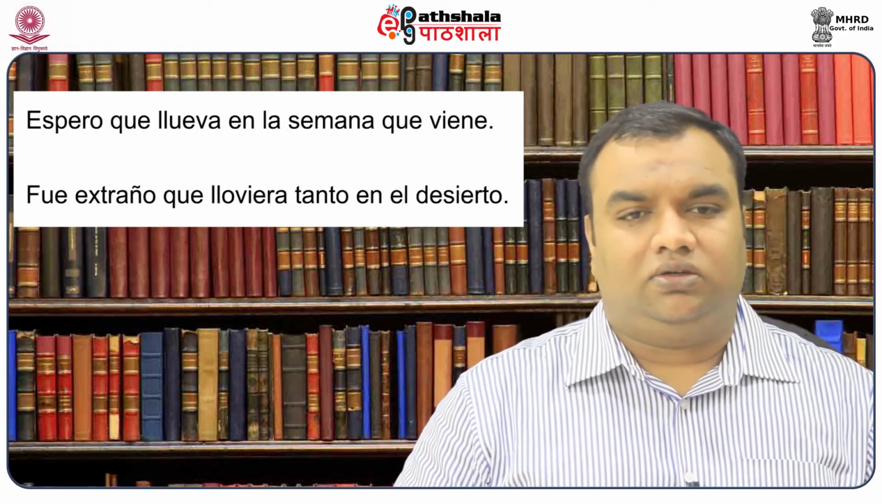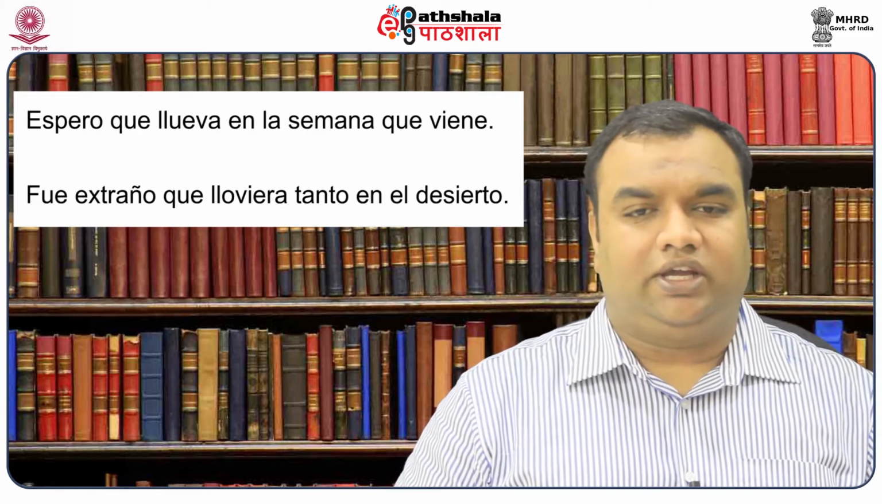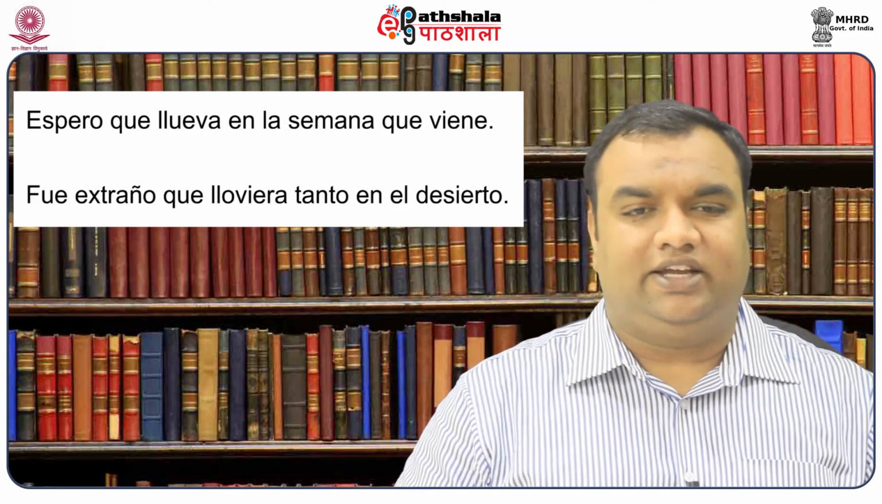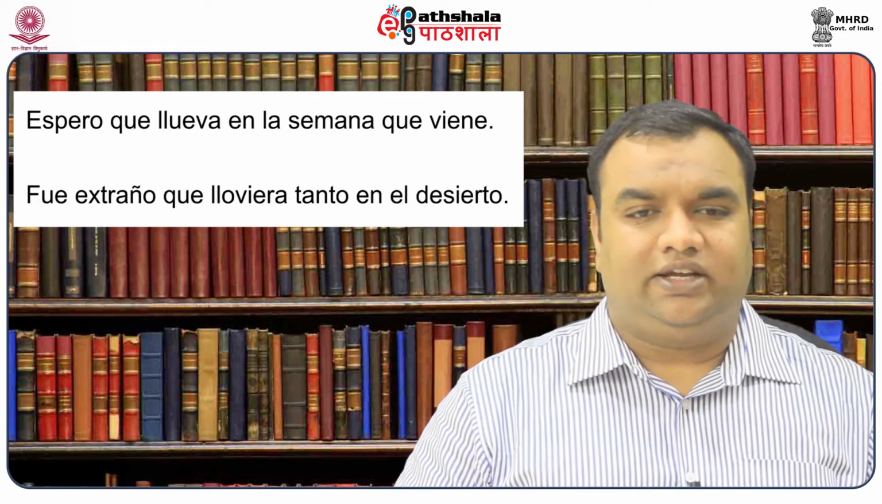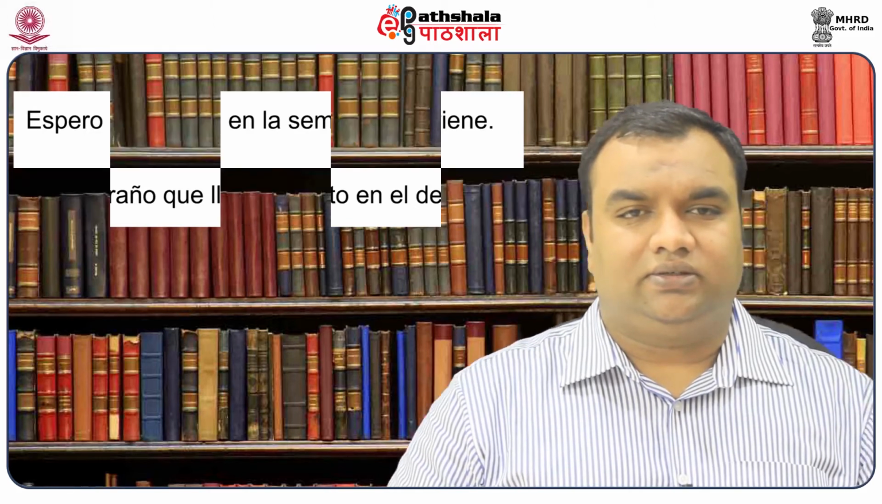Next example, fue extraño que lloviera tanto en el desierto. I repeat, fue extraño que lloviera tanto en el desierto. In English, it was strange that it rained so much in the desert. I hope the sentences have made you understand the usage of the unipersonal verb llover in different forms. Now we can go through the list of such verbs and their conjugation pattern.